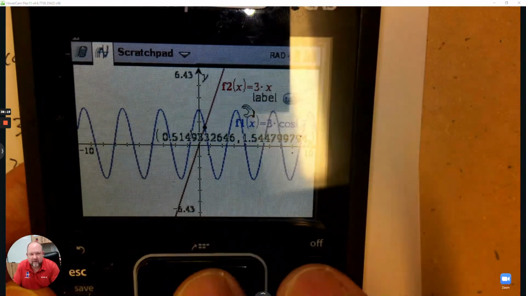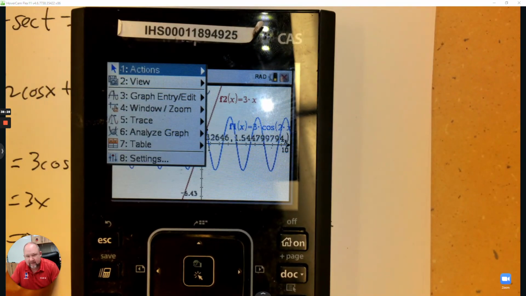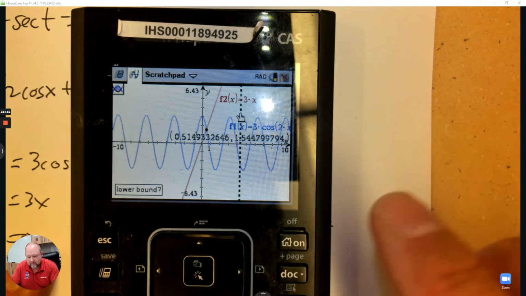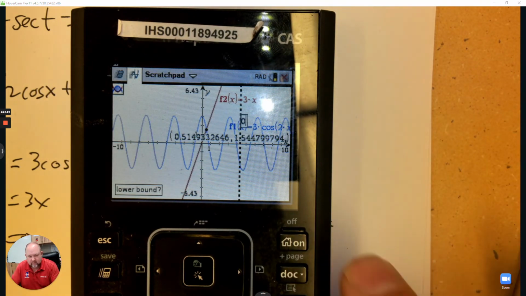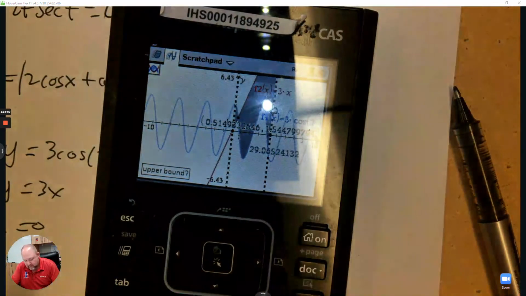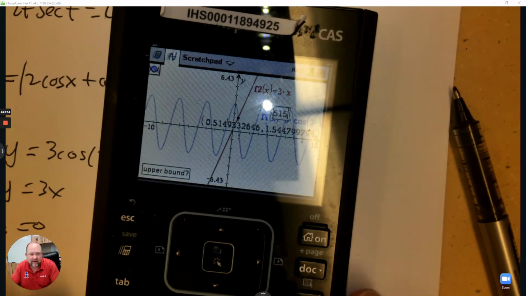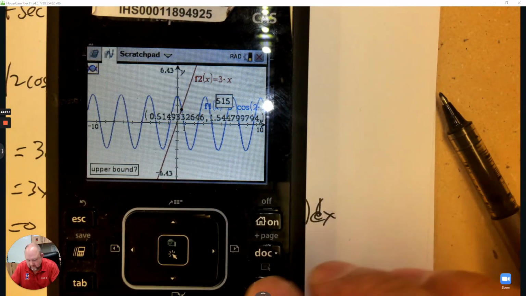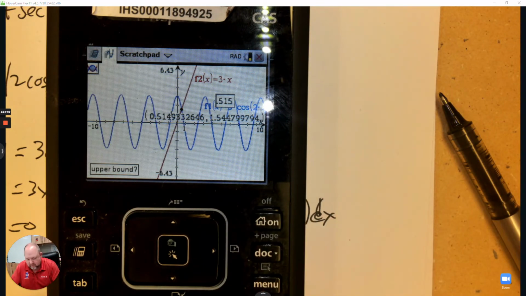Now the next thing I'm going to do is press menu, and I'm going to press analyze. Again, it got a little blurry, sorry. See if it comes back. I'm going to press analyze, and now number 8 is for integrals. So it's going to say, what's the lower bound? It's 0. What's the upper bound? We just found it. It's 0.515.